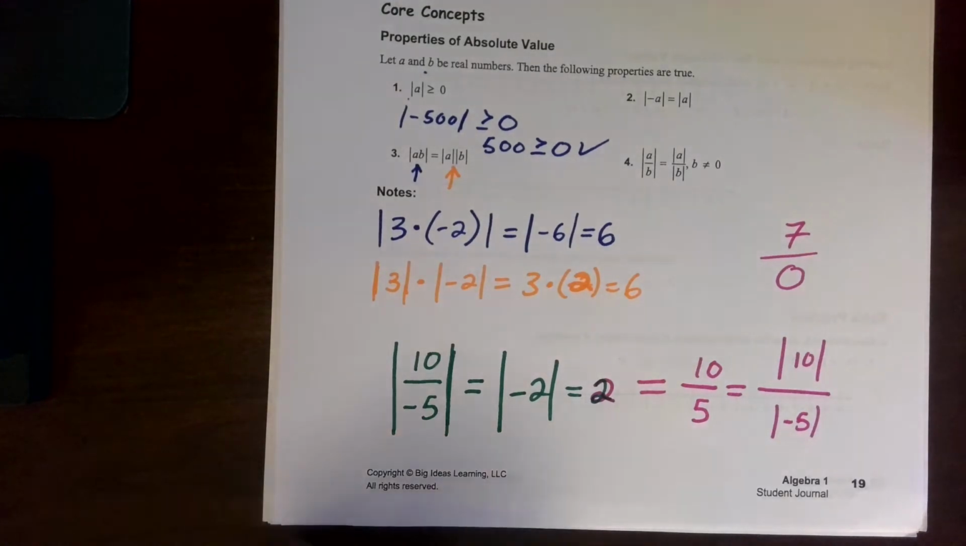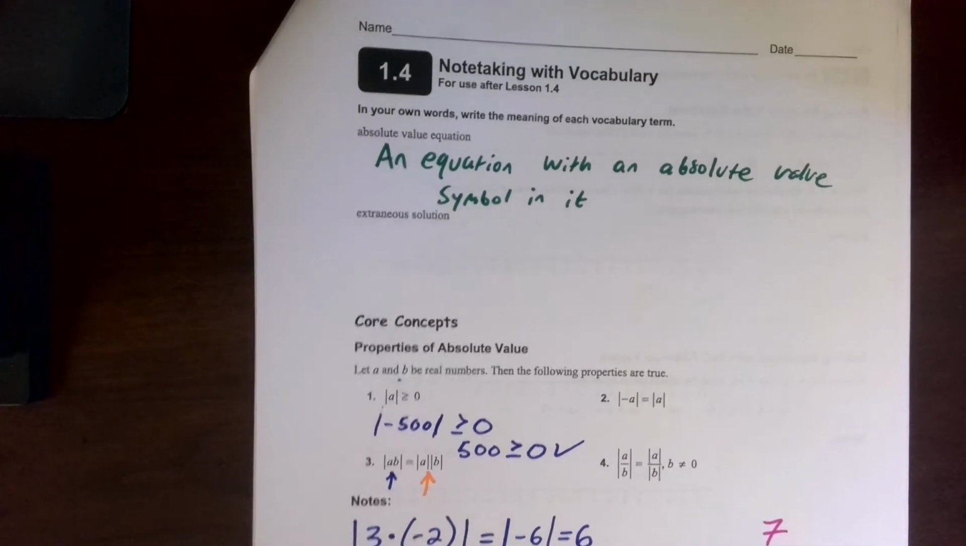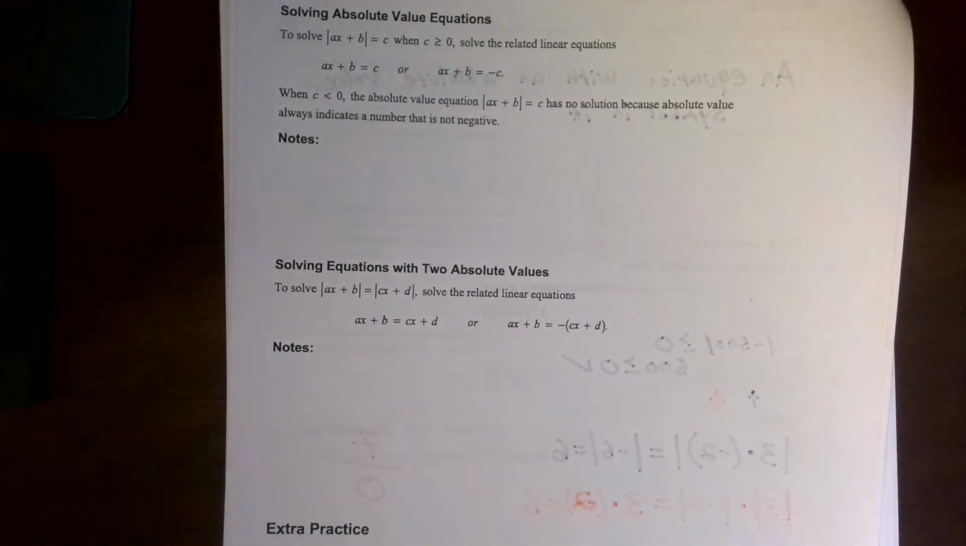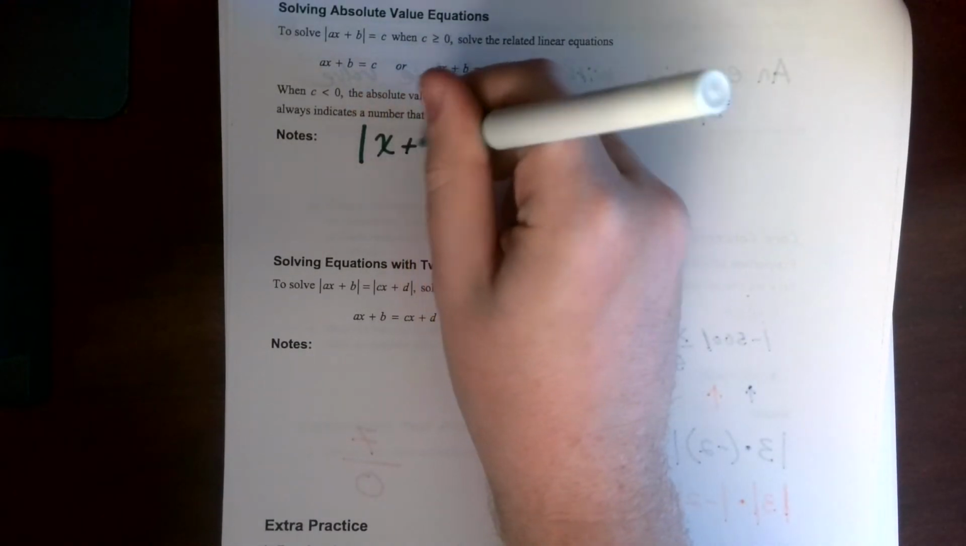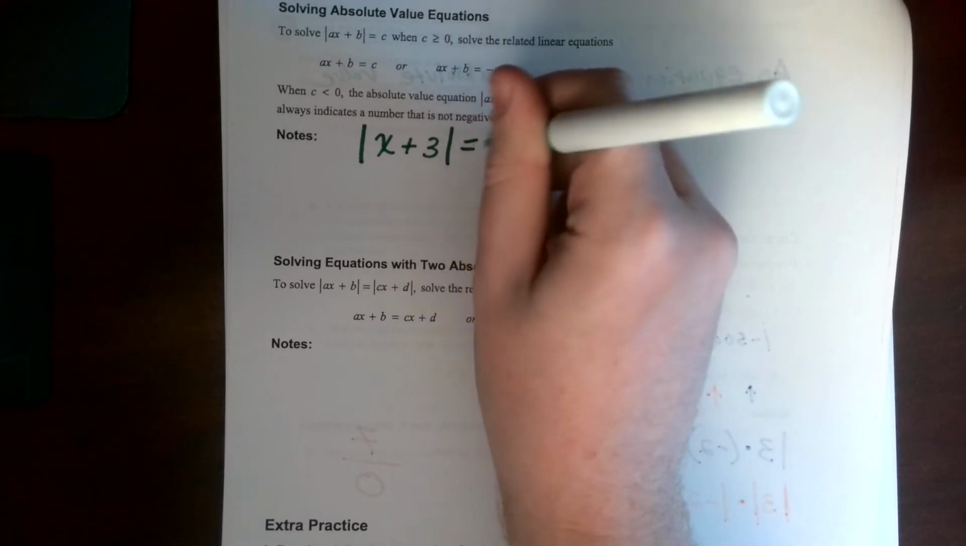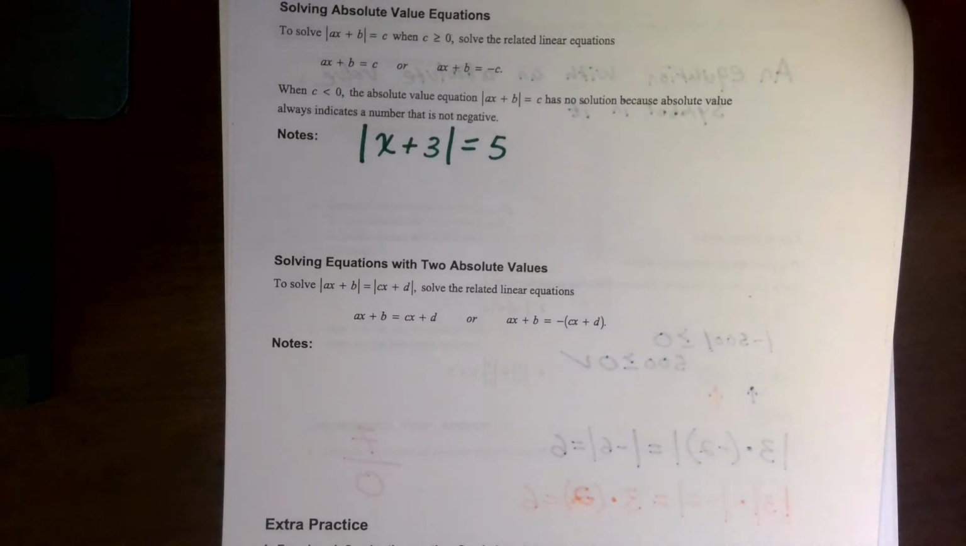Alright, now we're going to start talking about absolute value equations. So, as I mentioned before, an absolute value equation is just an equation that has an absolute value in it. So let me give you an example. The absolute value of x plus 3 equals 5. And our goal is to figure out a method for solving this.